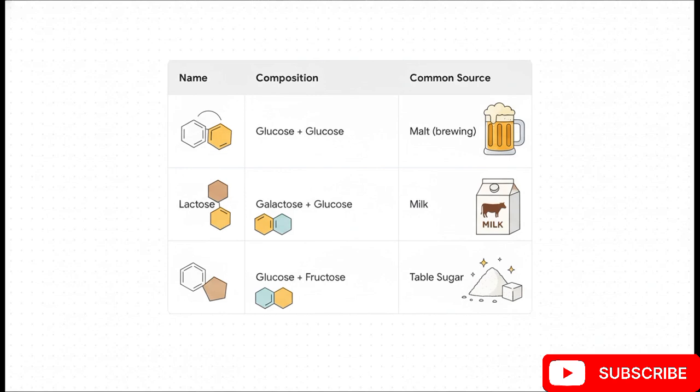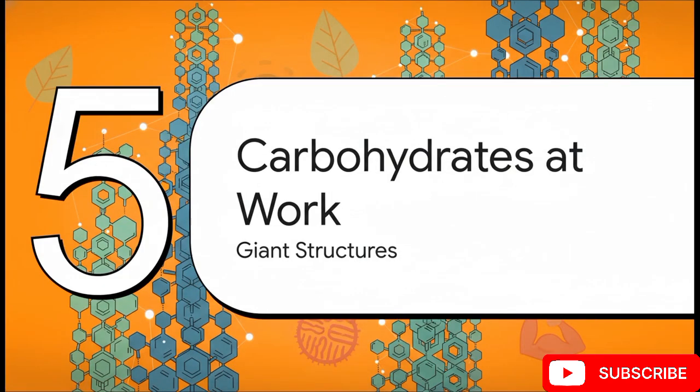And you see this chemistry literally every day. When you stick 2 glucose units together, you get maltose. That's the sugar used in brewing beer. If you link a galactose to a glucose, you get lactose, the sugar found in milk. And when you combine 1 glucose with 1 fructose, that gives you sucrose, which is just plain old table sugar.